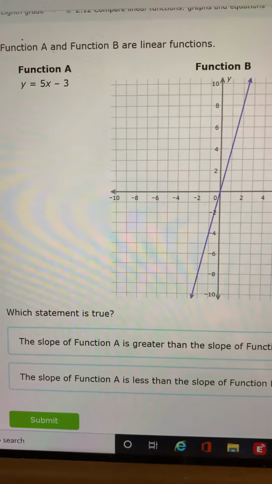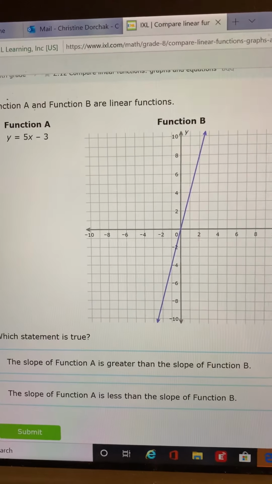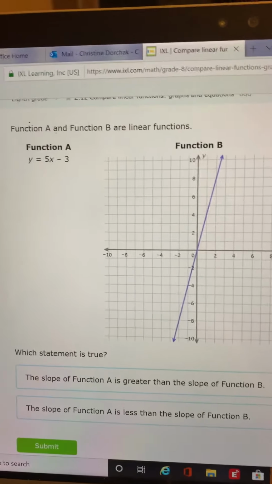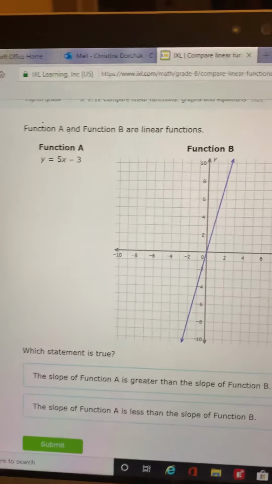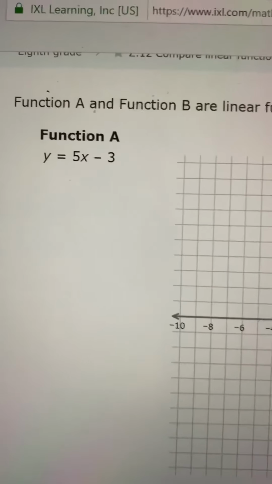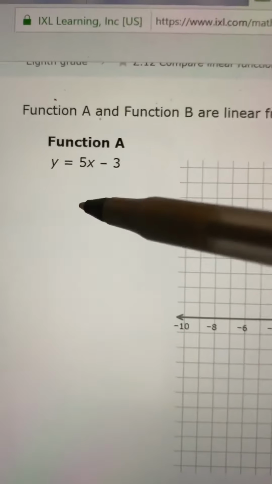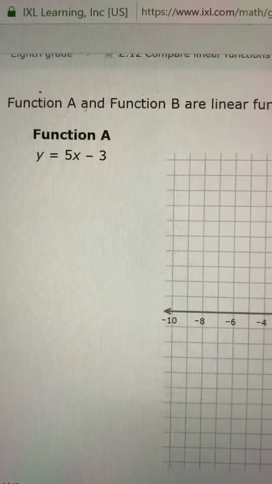They're asking you about the slope. They're asking you to consider whether the slope of A is greater than the slope of B, or is the slope of A less than the slope of B. So the feature you need to look at is just slope. When y equals 5x, the 5 is your slope because that's the coefficient of the x.